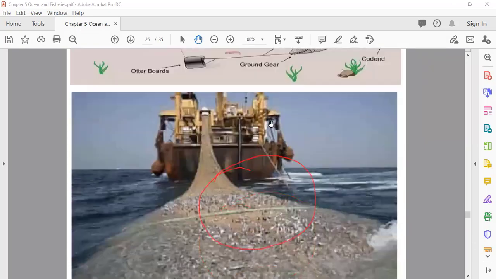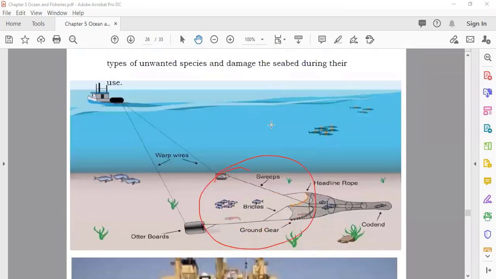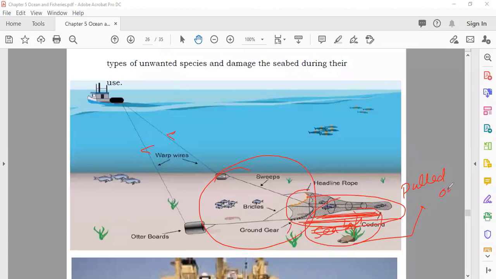Now, if you see the structure of this trawl net, it is quite simple, but when you are pulling it by these ropes, there are chances that it will disturb the seabed. Maybe there are small rocks and small plants here, and they are disturbed by this. Maybe they are pulled out. If there are plants, maybe they are pulled out, and if there is a rock, maybe it is pulled out too.